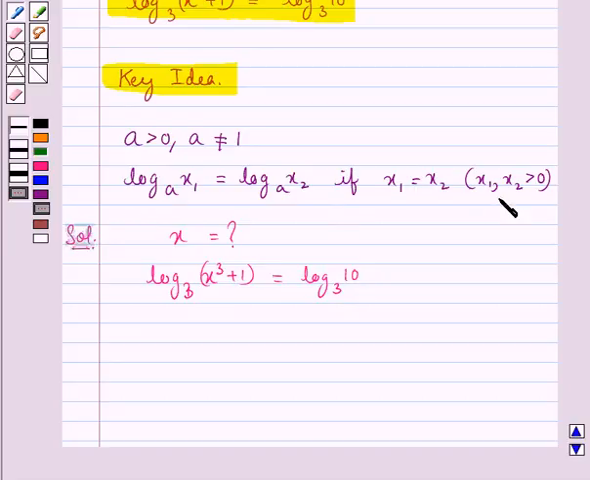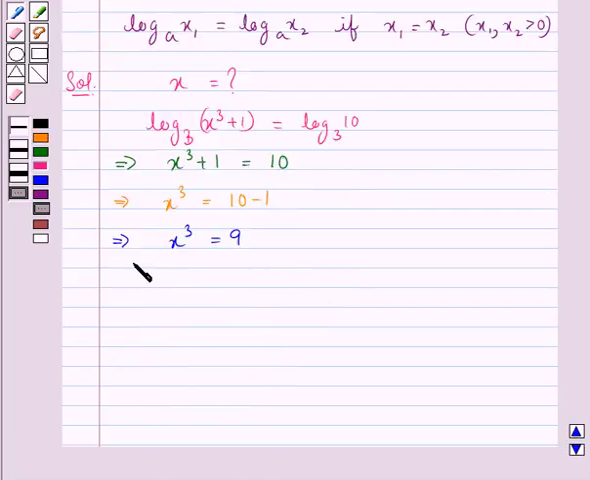Now using the key idea, we get that x cube plus 1 is equal to 10, or you can say that x cube is equal to 10 minus 1, that is x cube is equal to 9, and this gives us x equal to cube root of 9. So x equal to cube root of 9 is our final answer.